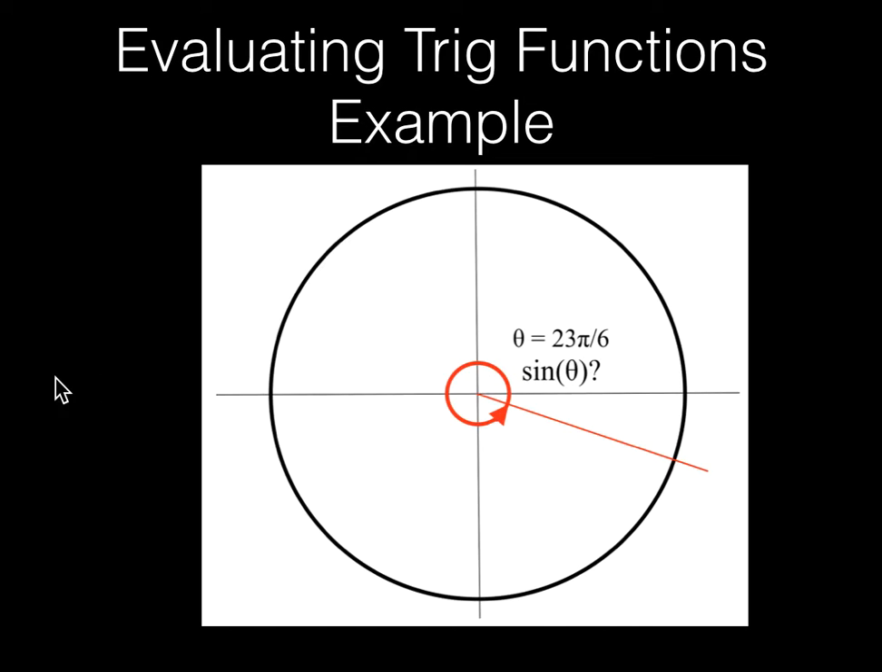Here we have a second example of a trig function, and you're trying to evaluate what sine of theta is, and theta is equal to 23 pi over 6. You can pause the video and try to figure it out on your own.